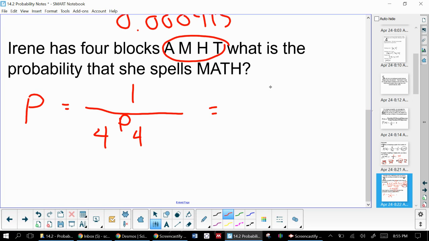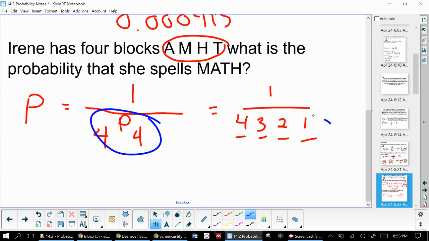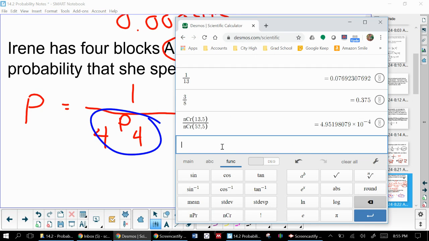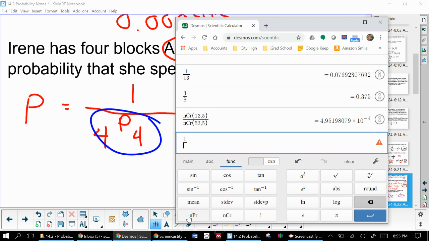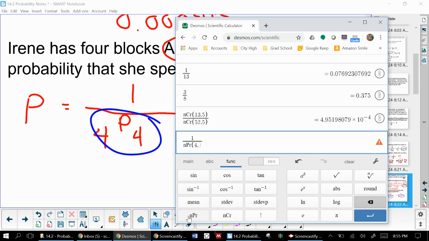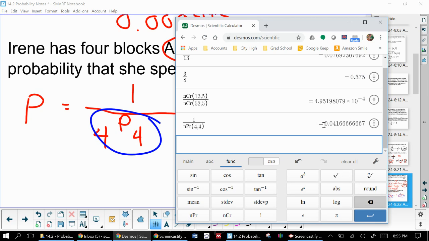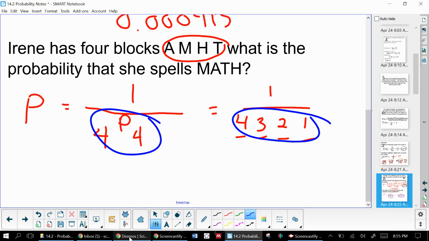Alternately, we could think about that with our spaces. We've got 4 spaces to fill in, 4 possibilities for the first one, 3 for the second, 2 for the third, and 1 for the fourth. Those 2 expressions are equal to each other. And so again, we could go to our calculator. 1 divided by 4 pick 4, and we've got 0.0416 as our probability there.